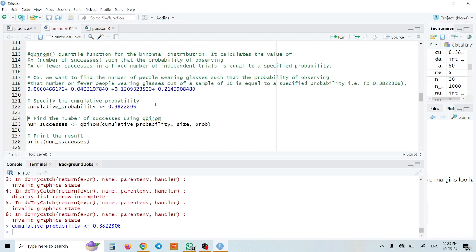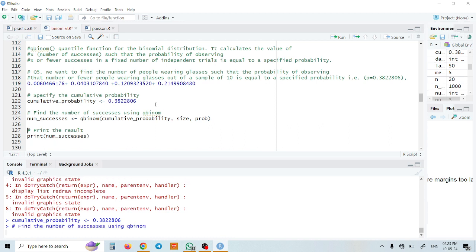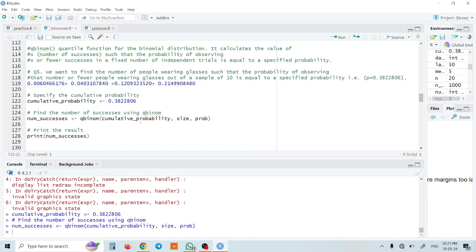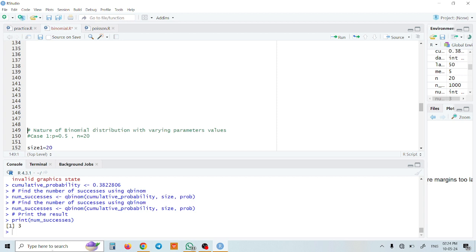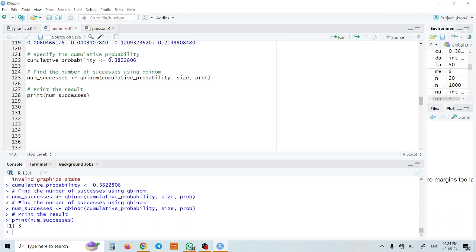So if you assign the cumulative probability and use the qbinom function, instead of x you are giving the probability and it will give us the answer as x, the number x. This means we have obtained that the probability when x takes 3 or less is this, which we already know. We wanted to know the value of x, so we used the qbinom function. This is how we can do it.